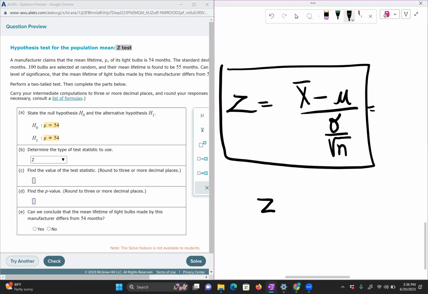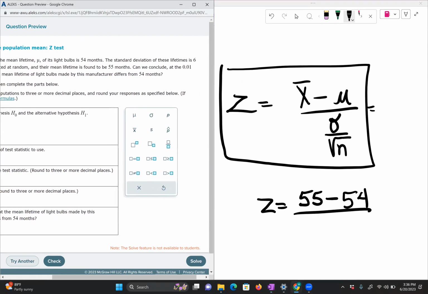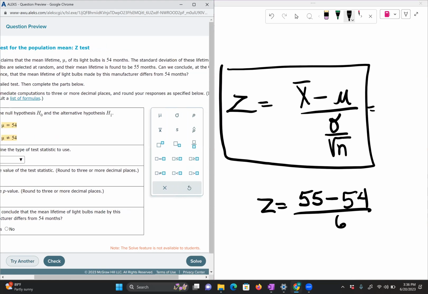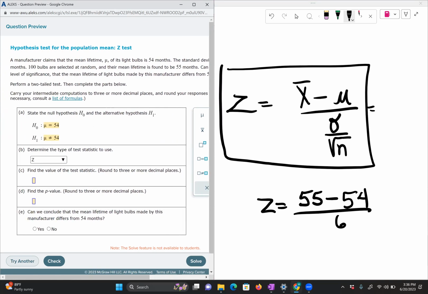So this z-score is equal to 55, which is the sample mean, minus 54, which is given to us as the mean of the actual population. We have 6 as the standard deviation, because they say the standard deviation is 6 months, divided by the square root of 100. Okay, so 55 minus 54 is obviously 1, divided by 6 divided by 10, which is 0.6. All right. So let's do this in Excel. I'll show you both so you can see both.